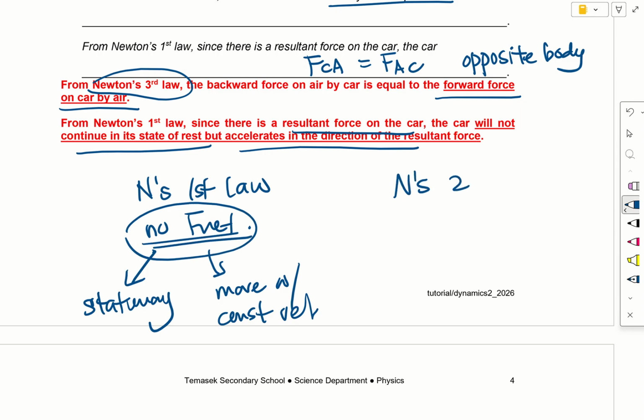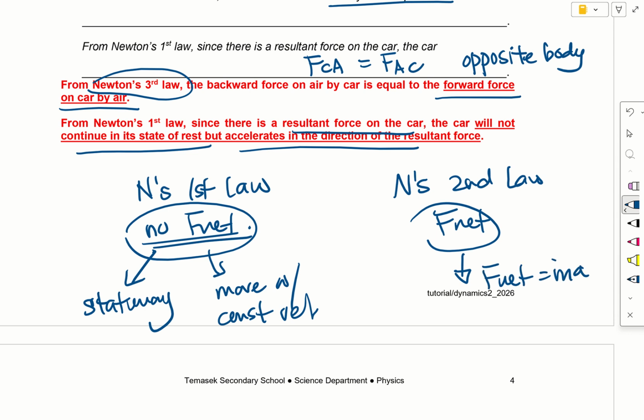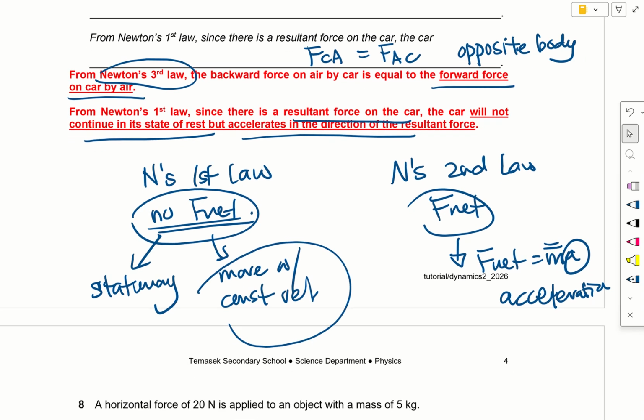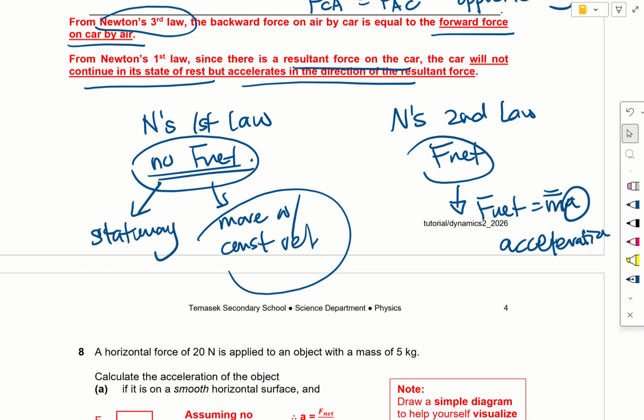Newton's second law is law of F net. That means there must be F net. And very simple, F net equals to ma. Since all physical objects have mass, therefore there will be acceleration. That means with acceleration, it cannot move with constant velocity. So first law and second law are mutually exclusive. That means they cannot exist together.